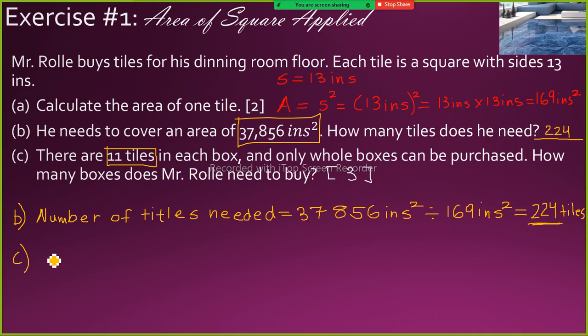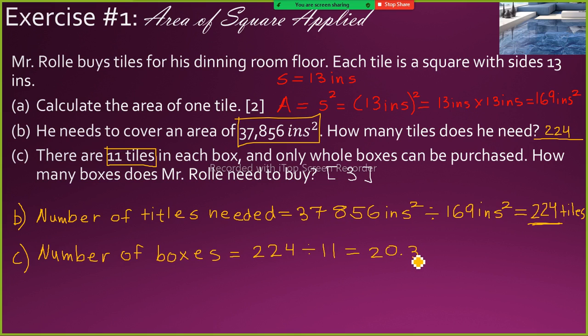About 20? 20? Okay, all right. So if we do number of boxes. How did you get 20? 224 divided by 11. Okay, good. Now, when you do 224 divided by 11, you didn't get a straight 20. What you got? 20 point what? When you divide it by 11, you got 20.36. Good.